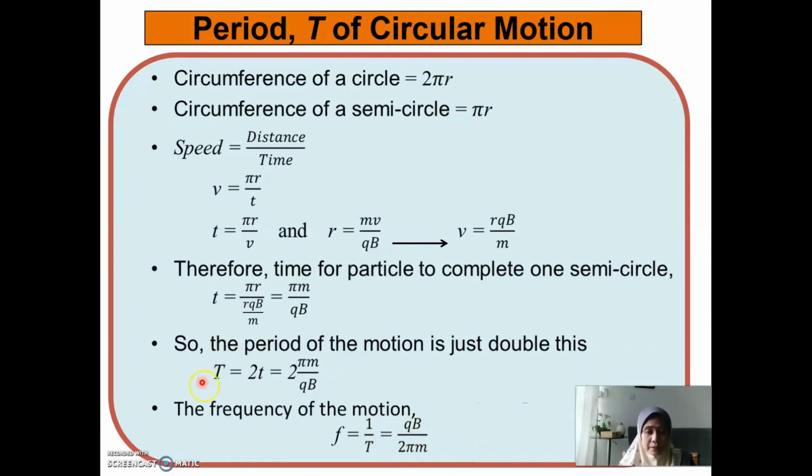To get one complete oscillation for the period, we know that speed equals distance divided by time. So time equals circumference divided by speed. You can play around, and at the end you should get these two values, T and f, and their equations.